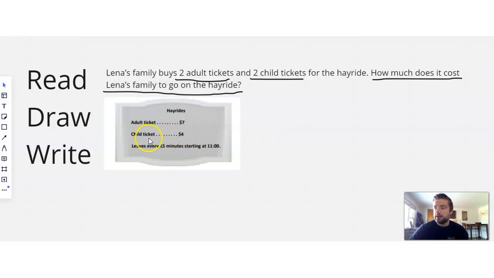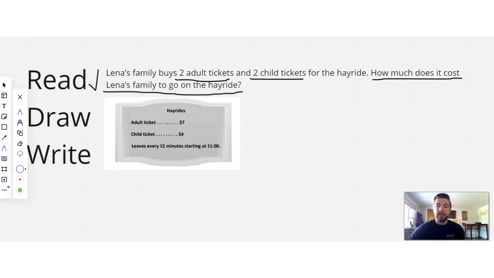A child ticket is $4. And then leaves every 15 minutes starting at 11. So that should give us the information that we need to solve the problem. So now that we've read all the information and we've underlined the question, now it's time to draw a picture to help represent this problem and how we're thinking about it.